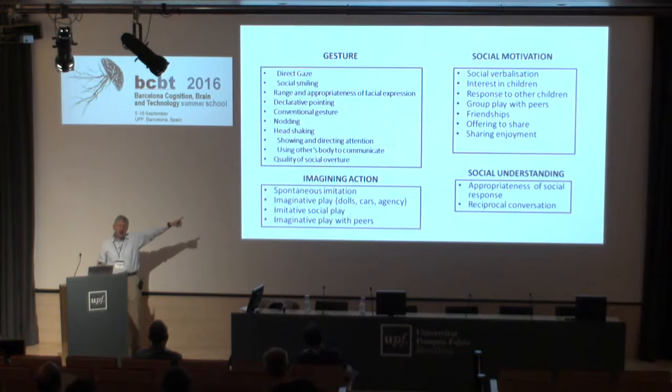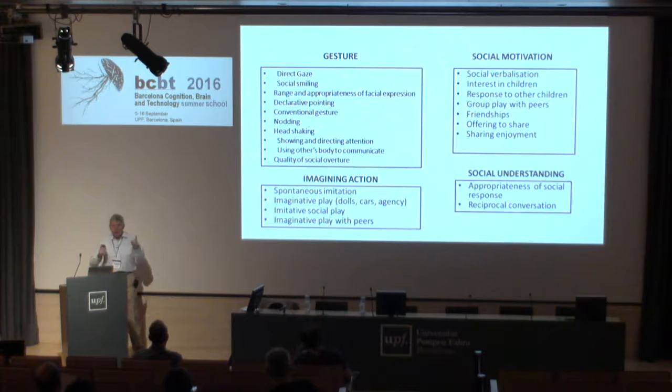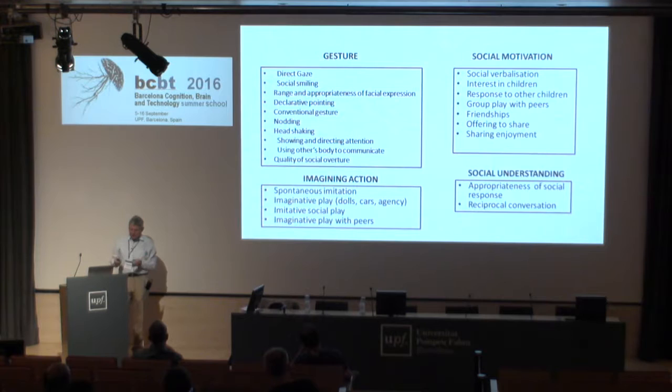Conventional gesture, use of gestures in conversation. I tend to flap my hands quite a bit. We have all sorts of different forms of gesture. We have descriptive gesture, emphatic gesture, instrumental gesture. We've got whether you nod or shake your head, showing and directing attention, which sort of comes within the pointing. Using somebody else's body to communicate is an interesting symptom, whereby one might make the other person perform certain actions. And again, the quality of social overture, the way that you integrate all of those nonverbal behaviours in approaching somebody.